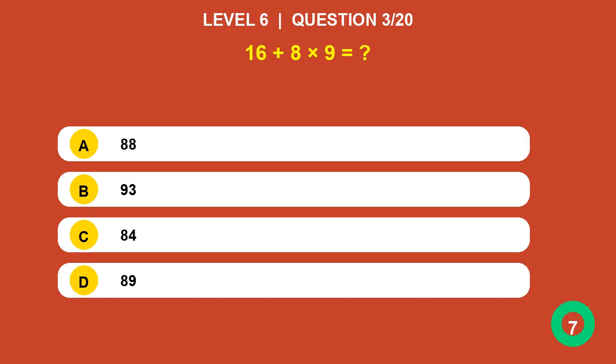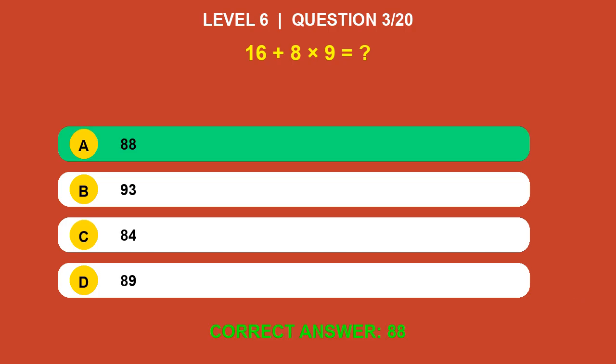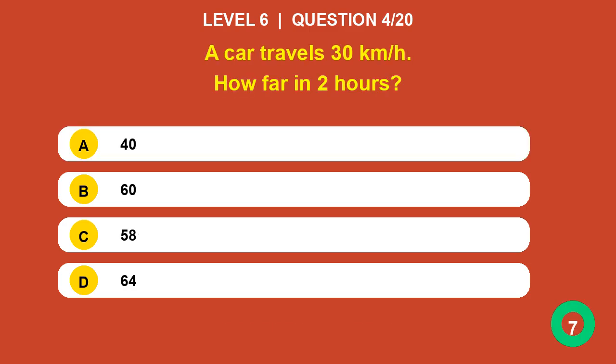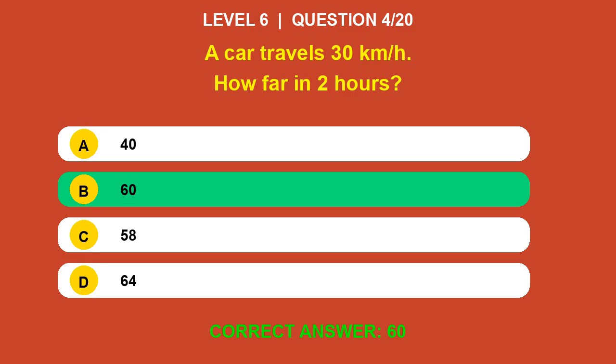16 plus 8 times 9 equals? Answer is 88. A car travels 30 kilometers per hour. How far in 2 hours? Answer is 60.